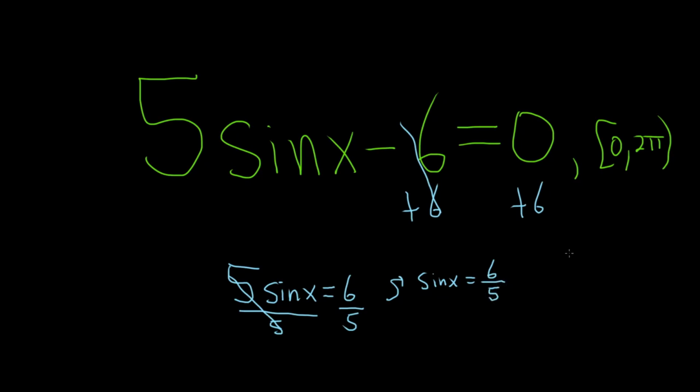If you think about it, the sine function has a range between -1 and 1. You know, the maximum value that sine can be is 1, and the minimum is -1. 6 over 5 is bigger than 1, so there's no way the sine of x is going to be equal to 6 over 5. So the answer is that there is no answer. There is no solution to this problem.